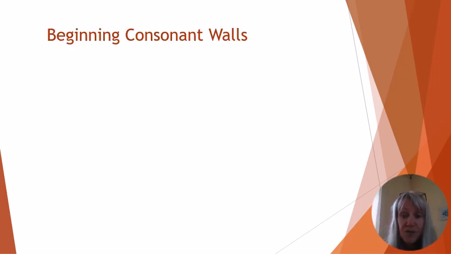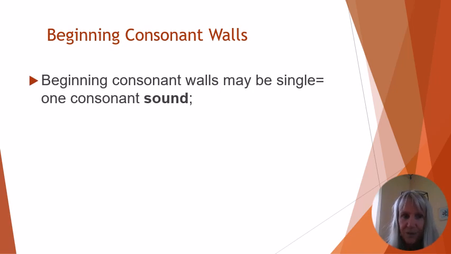So one of the first questions we ask is, will I have to produce a consonant wall, represent a consonant wall if I'm encoding, or will I be seeing a consonant wall and having to produce it again mentally or with my mouth if I am decoding? So again, we're looking at the beginning of the word part, and the beginning of every word part, if there is a vowel, is the beginning consonant wall. Beginning consonant walls may be single, meaning there's only one consonant sound.